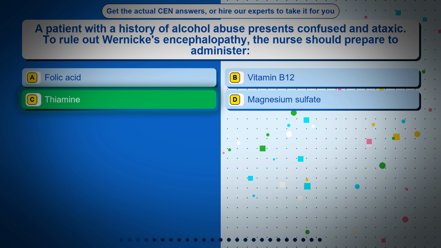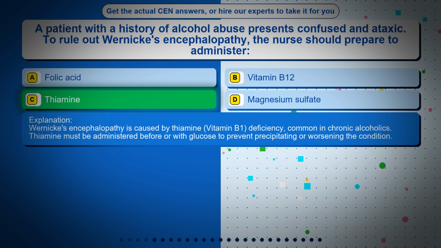Thiamine. Wernicke's encephalopathy is caused by thiamine, vitamin B1, deficiency, common in chronic alcoholics. Thiamine must be administered before or with glucose to prevent precipitating or worsening the condition.